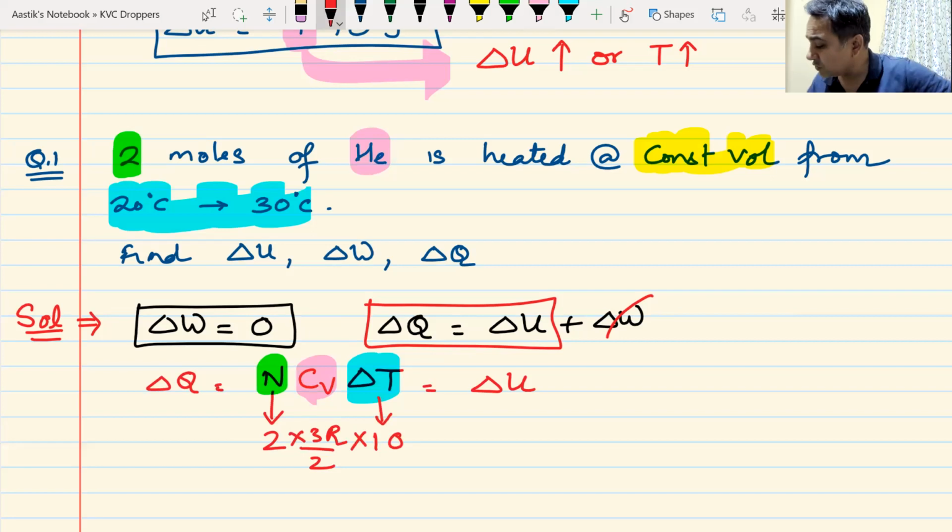We just put the values. 2 and 2 will get cancelled. And I have the answer as 30 times the value of R. This is the way in which the answer would be written. 30 R is the answer. Do we understand this?